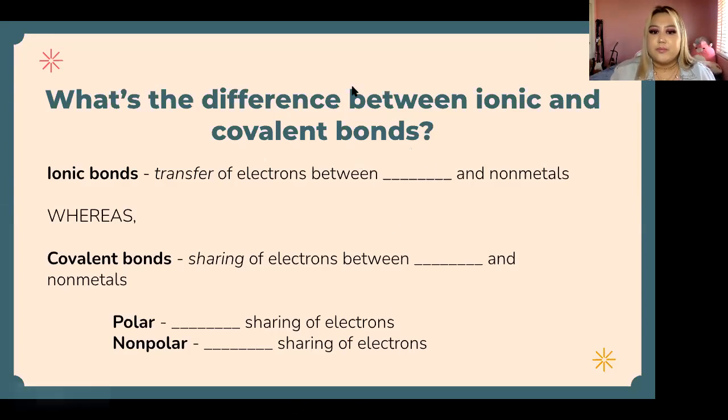So let me start writing. Okay. So you guys can type this in the chat. So ionic bonds are the transfer of electrons between, Samar said, metals and nonmetals, whereas covalent bonds are the sharing of electrons between two or more, or I guess a nonmetal and a nonmetal, or two or more nonmetals.